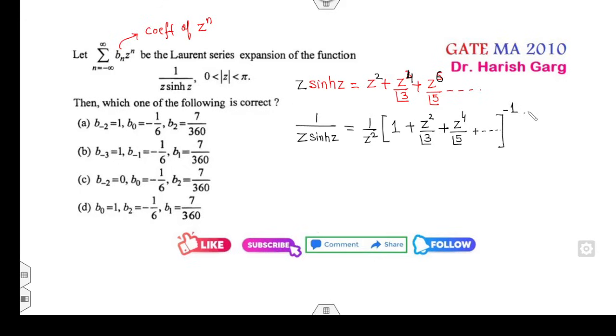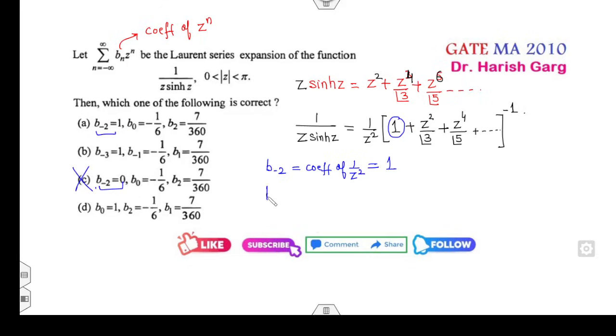Now you can see your target is to find the value of, firstly, b of minus 2. b of minus 2 means the coefficient of 1 over z square. 1 over z square is written for the first time, so inside there should be the constant term. So the constant term will be 1. So b of minus 2 is my 1. b of minus 2 is my 0. So the second option is cancelled.